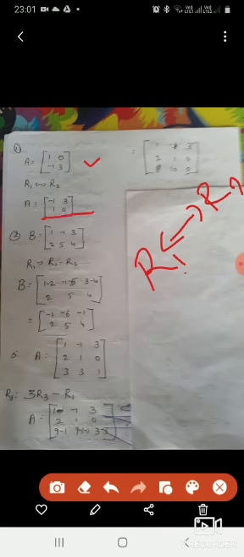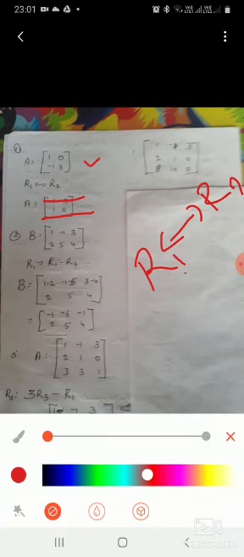R1 and R2, we want to interchange their positions. So R1 will become R2, R2 will become R1. So interchanging. Now here R1 is 1, 0. It is going to the place of R2. R2, minus 1, 3, is coming in the place of R1.